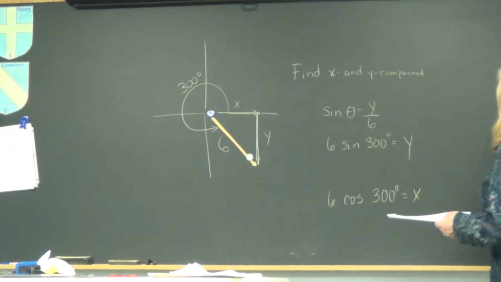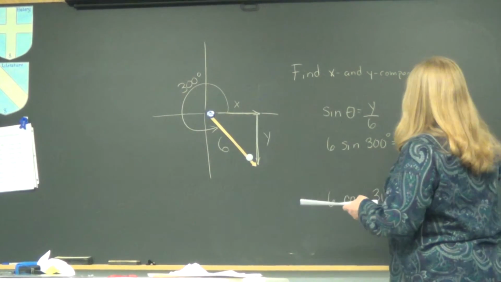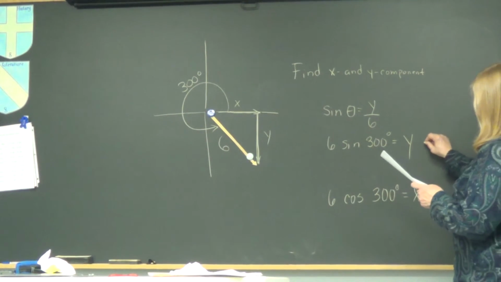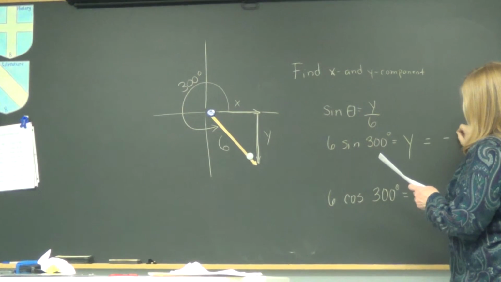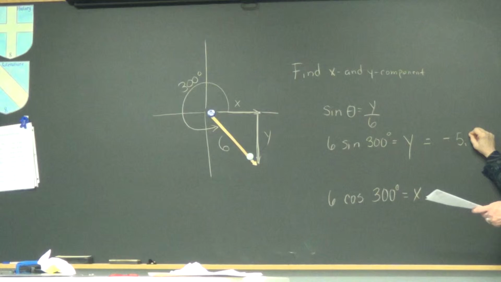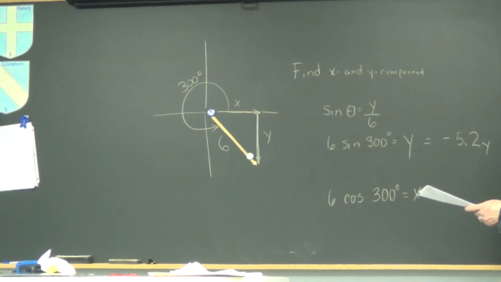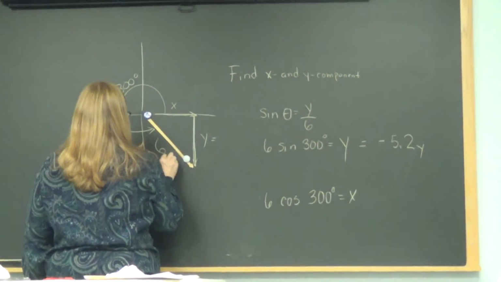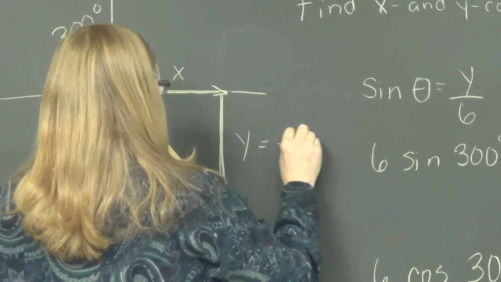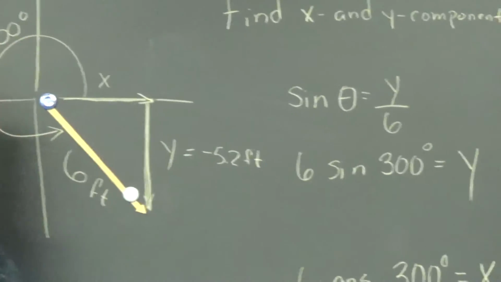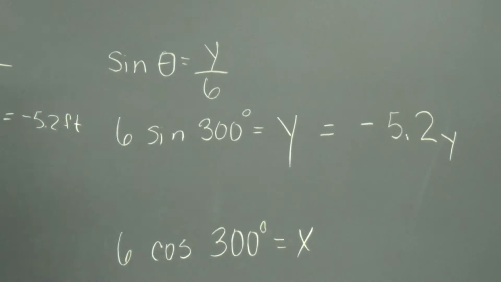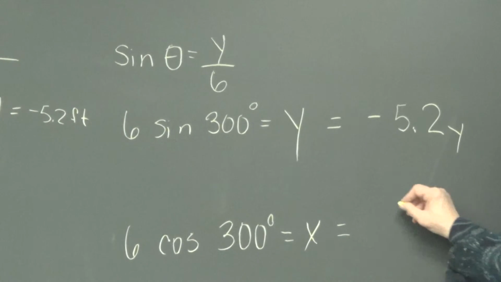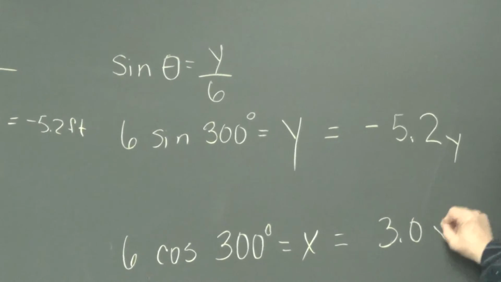So, Hunter, do you have any of those values? 6 sine of 300, would you get one or the other? Y is negative 5 point, how many decimal points? Just one. Oh, then it'd be 5.2. Alright, so that's my y component. So I'm going to put it over here, and let's say we're in feet this time. So I'll give it negative 5.2 feet. Draw it right on your picture once you have it. And Hunter, what's the other one? 6 cosine 300. 3. 3 even. Yeah. Alright, I'll say 3.0 for x.